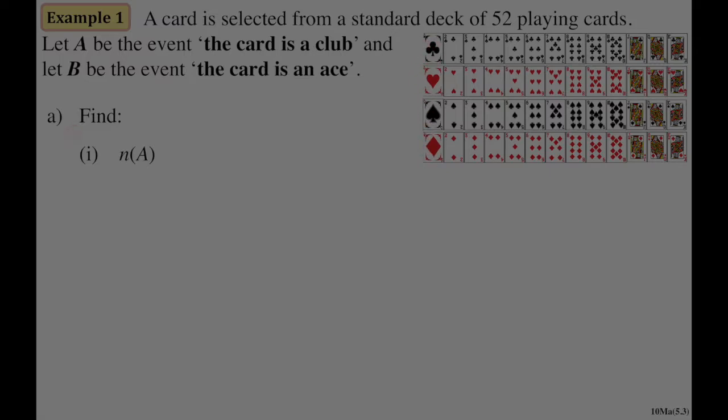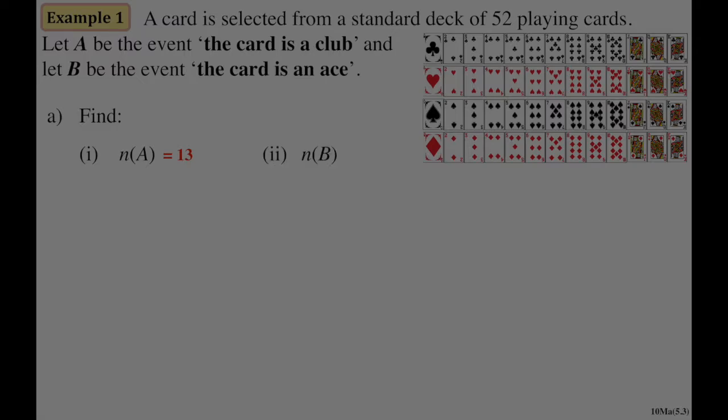So, part A says, first up, to find the number of cards that are in Group A. What's Group A? It's a club. So this is a fancy way of saying how many clubs are there in a deck of cards. If you come up here and count them, 1, 2, 3, 4, 5, 6, 7, 8, 9, 10, 11, 12, 13, that's the easiest way to answer that question, to look at the picture. Or to know there's 52 cards in a deck of playing cards, and a quarter of them are clubs, and a quarter of 52 is 13. Then you don't even need to look at the picture.